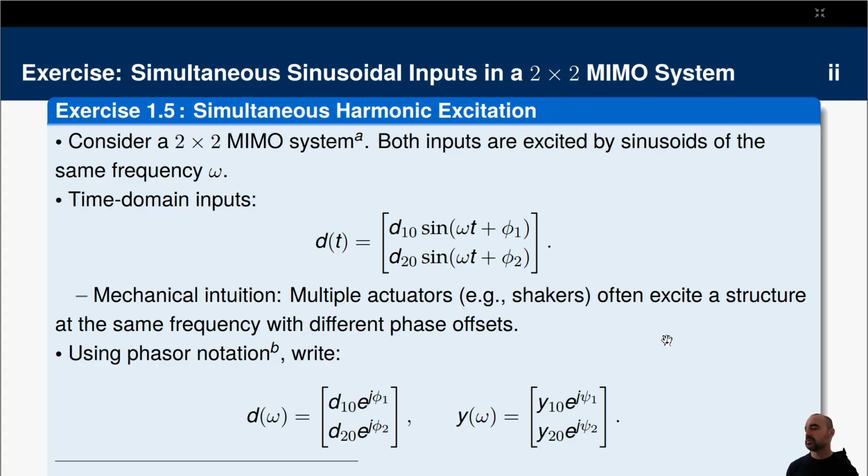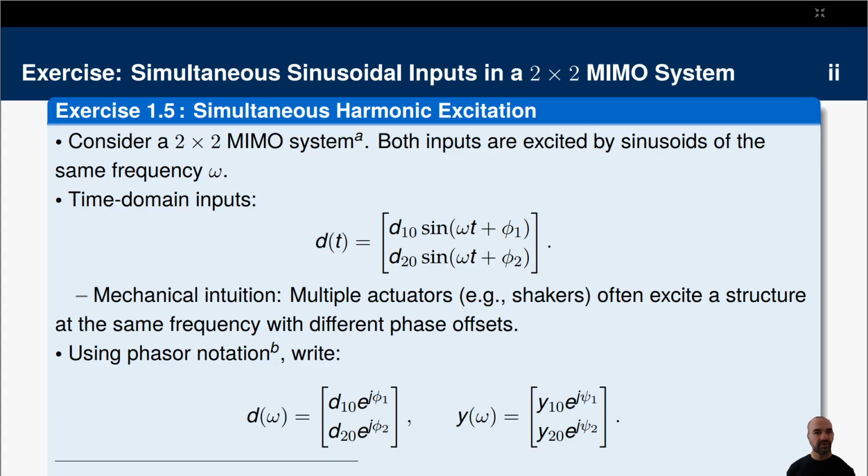Time domain inputs using phasor rotation notation, and then we have D at certain omega, because as we said, we are transforming this time domain complex system into the frequency domain, a linear static mapping between different steady state responses, just to remind you again. So we have 2 degrees of freedom, D10 and D20, and the phases psi 1 and psi 2.